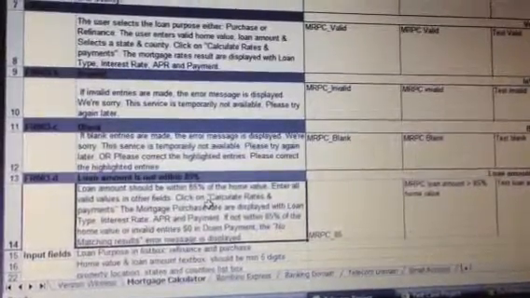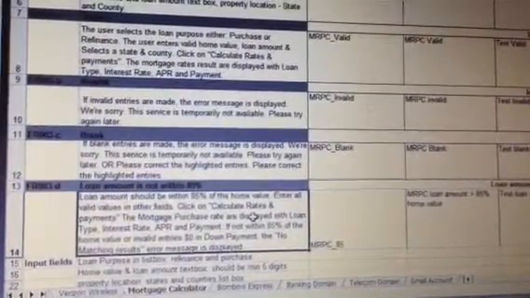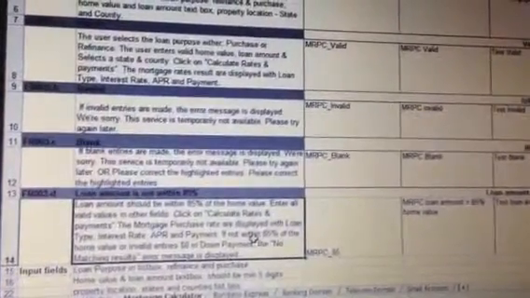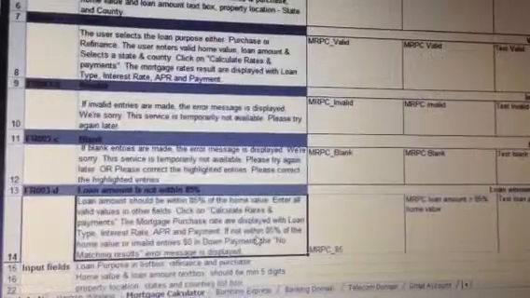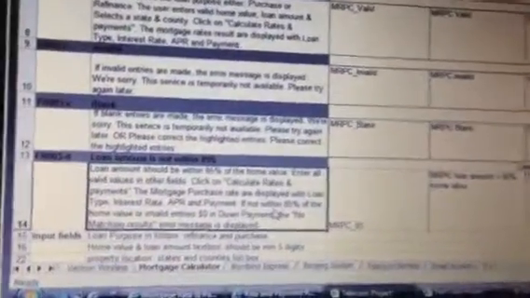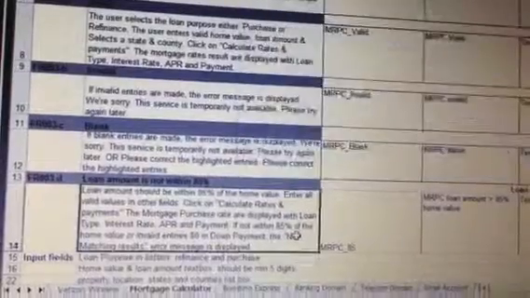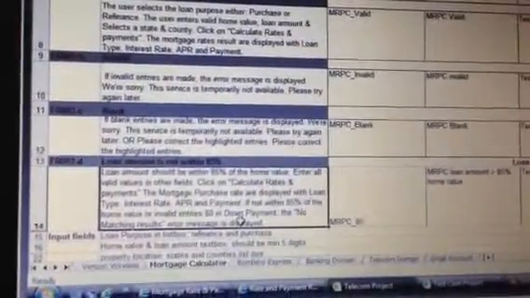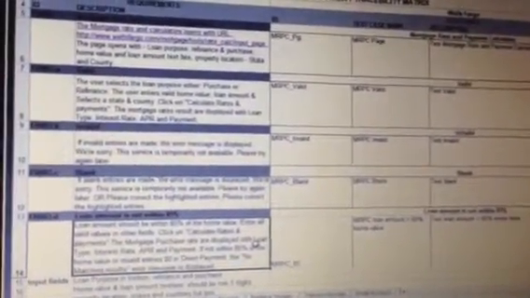If that's the correct down payment, then click on calculate rates and payment. The mortgage purchase results are displayed with the loan type, interest rate, APR, and payment. If it is not within the 85% of home value or invalid entries, like let's say for example $0 in down payment, then a no matching results error message is displayed. So that's another requirement for the loan amount not within 85%.